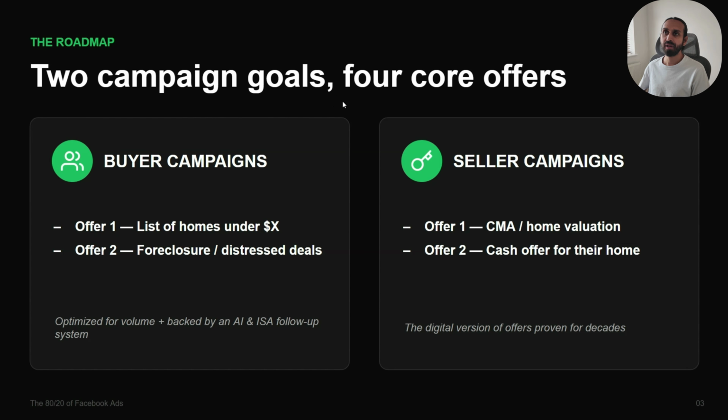So we have 2 campaign goals and 4 core offers. There's 2 types of buyer campaigns which we typically run, and 2 types of seller campaigns. These are general buyer and seller campaigns.